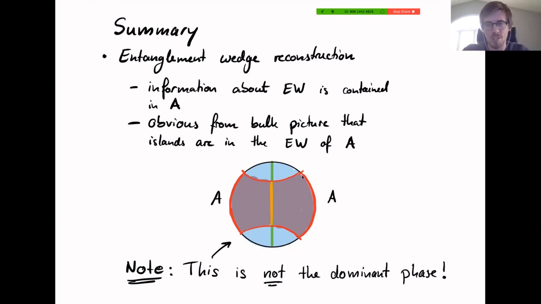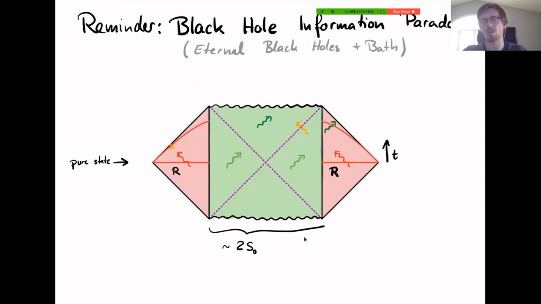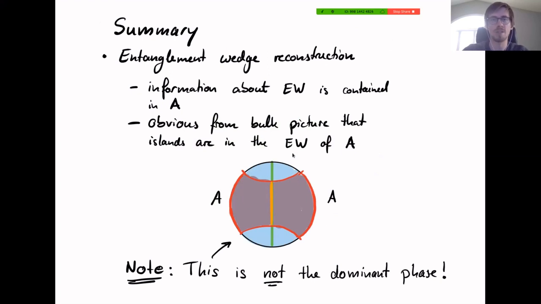However, there are situations which we can also model within these doubly holographic scenarios where we actually see a phase transition and where an RT surface like this will become dominant.